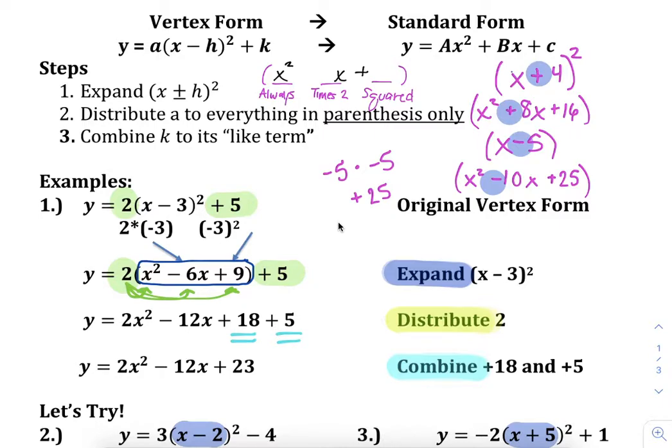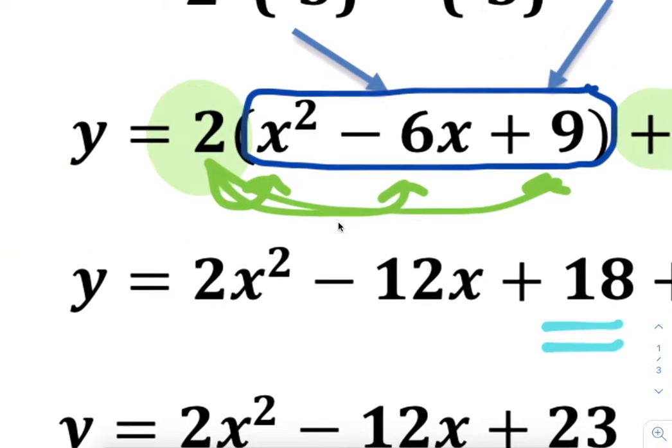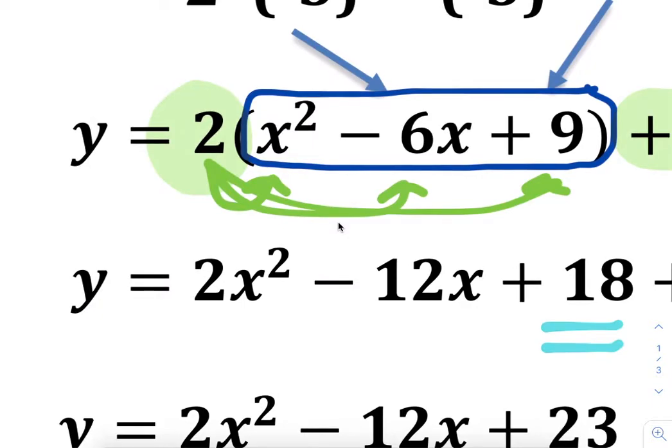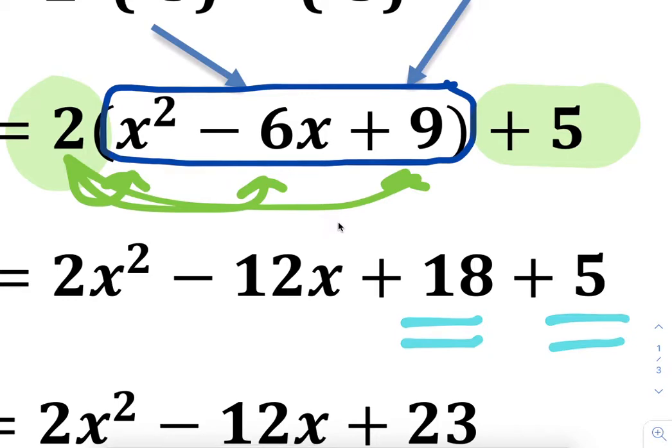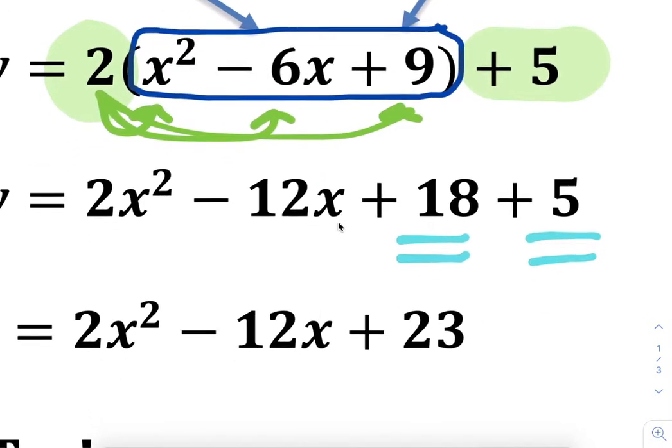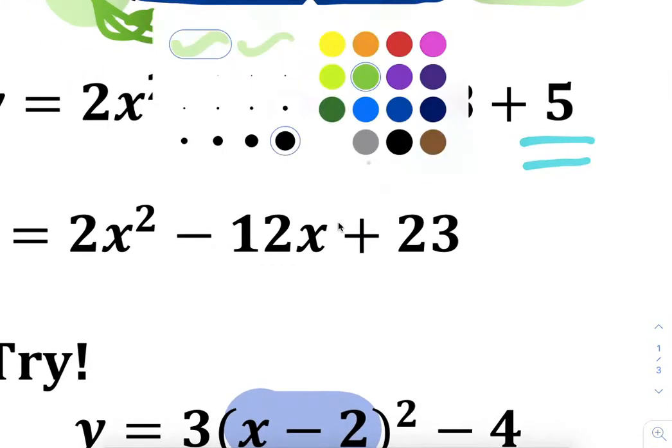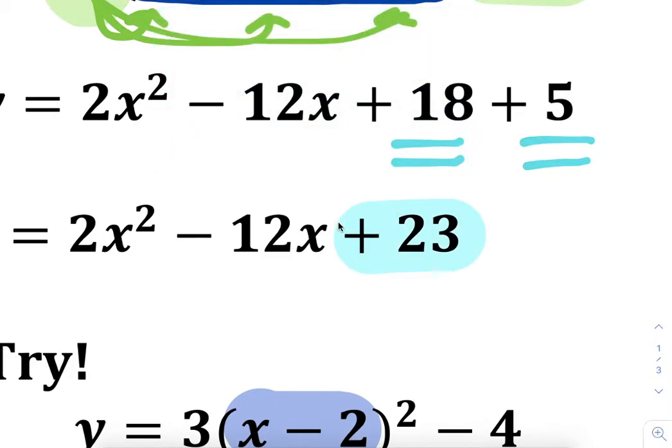My next step is distribute. Whatever is in the front is going to distribute to everybody in the parentheses. Distribute means multiply, right? So 2 times x squared, 2x squared. 2 times a negative 6 is a negative 12. 2 times a positive 9 is a positive 18. But when the parentheses end, your distributing ends. You are not going to distribute to the number after the parentheses, okay? What you're going to do is save that plus 5, or save that number at the end until the very, very last step. At the very last step, you are going to combine them. You're going to combine whatever your last 2 pieces are, 18 plus 5, come together to make that plus 23, okay?